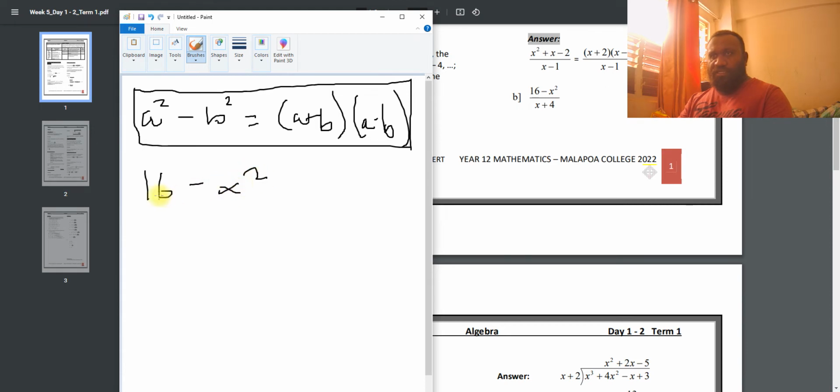So we say that 16 is a square number. How is it a square number? Since 4 raised to the power of 2 gives us 16, it is a square number. And again, x raised to the power of 2 is another square number.